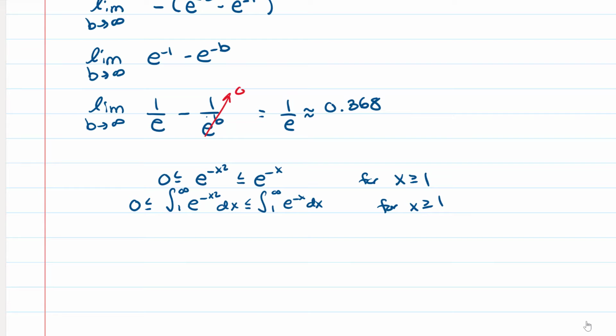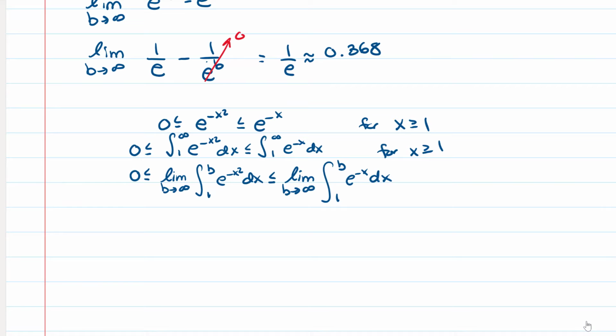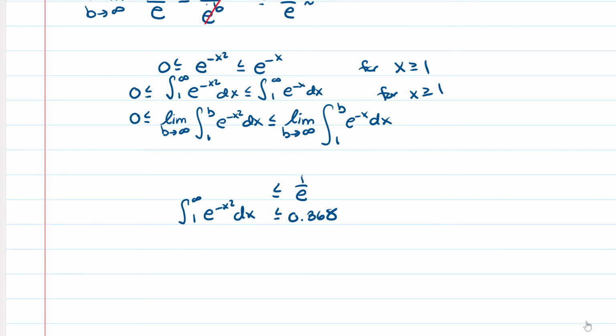We're going to write those as proper integrals. So 0 is less than or equal to the limit as b approaches infinity of the integral from 1 to b of e to the negative x squared dx, which is less than or equal to the limit as b approaches infinity of the integral from 1 to b of e to the negative x dx. Now we work out that right side. We showed that the right side ends up being 1 over e, which is about 0.368. So this shows that the integral from 1 to infinity of e to the negative x squared dx is always less than or equal to 0.368. We've shown that it reaches a number. Thus, the integral from 1 to infinity of e to the negative x squared converges.